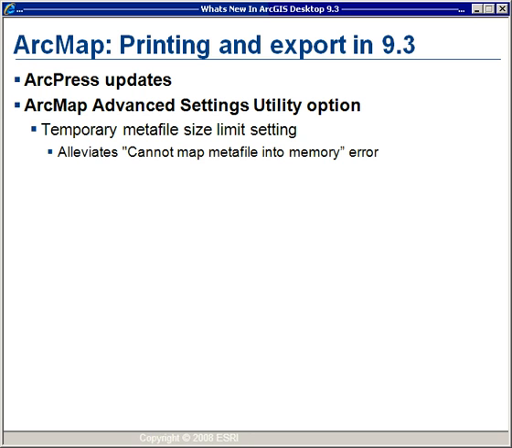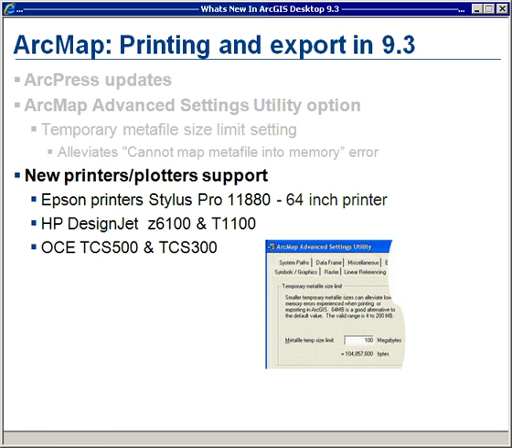Now, mapping and ArcMap printing and exporting has also undergone some significant changes. There have been some updates to the ArcPress software and a new temporary metafile size limit setting. In the past, when printing really large maps, if you had a fairly small metafile set, you could have received an error saying, I cannot map the metafile into memory. And this error was rather frustrating for people in the past. Well, now with the ArcMap Advanced Settings Utility, you can go and increase the metafile temporary size limit. And so you could alleviate the problem of metafile with not enough memory.